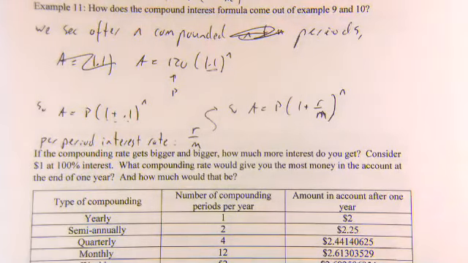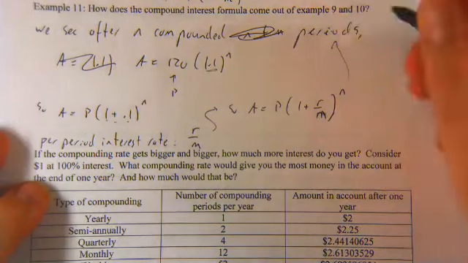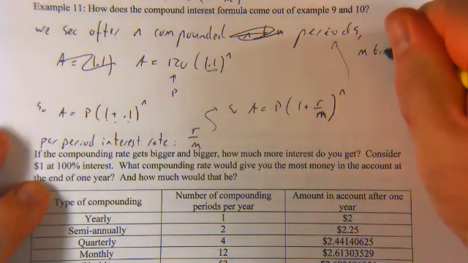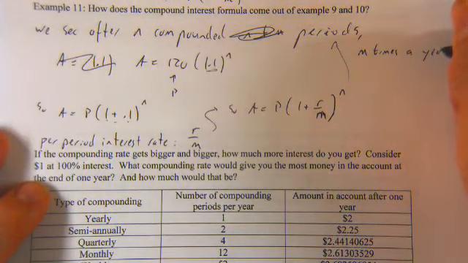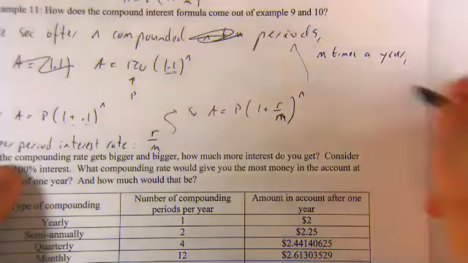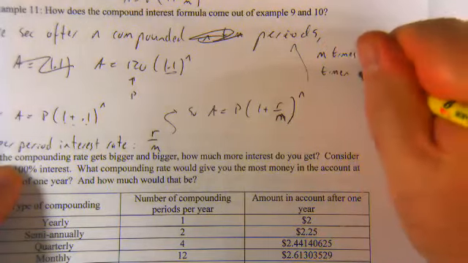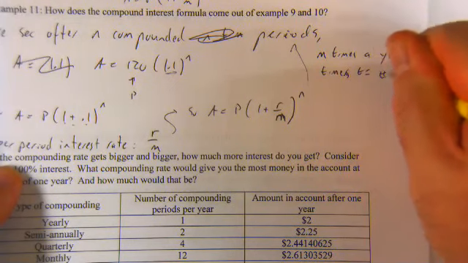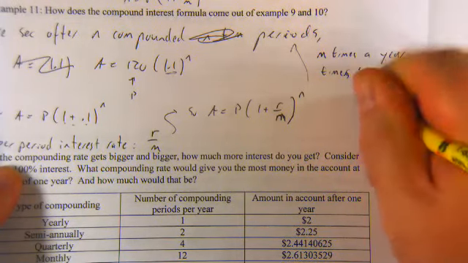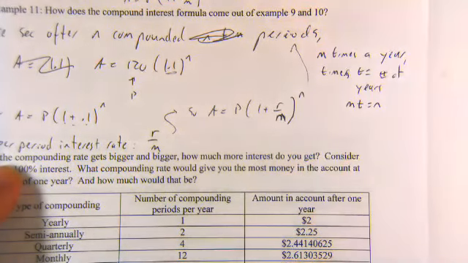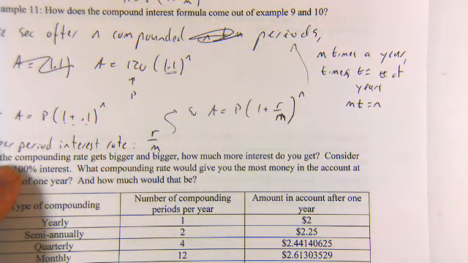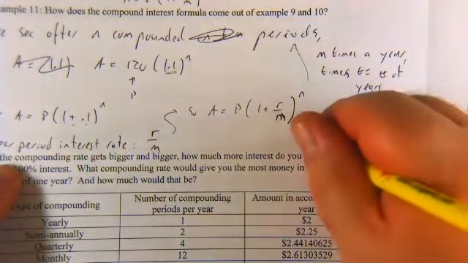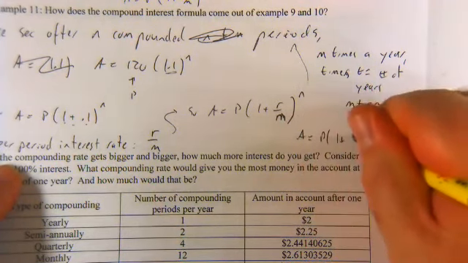So A equals P times 1 plus R over M to the N. N is the number of times it's been compounded. M times a year, M is how many times it's compounded, times T, which is the number of years. That gives you how many total times it's compounded. If you compound interest monthly, 12 times a year for 10 years, that'd be 120 compounding periods.